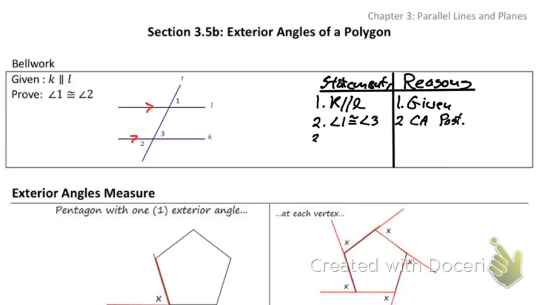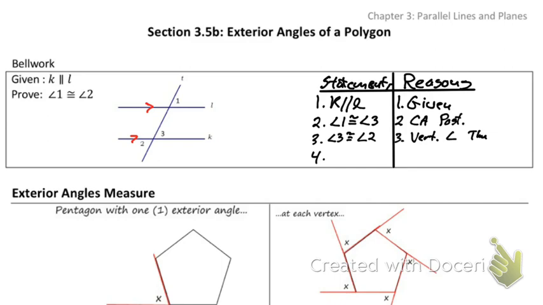All right, what would my third step be? Angle 3 is congruent to angle 2, and why is that? They're vertical angles. Yes, so the vertical angle theorem.